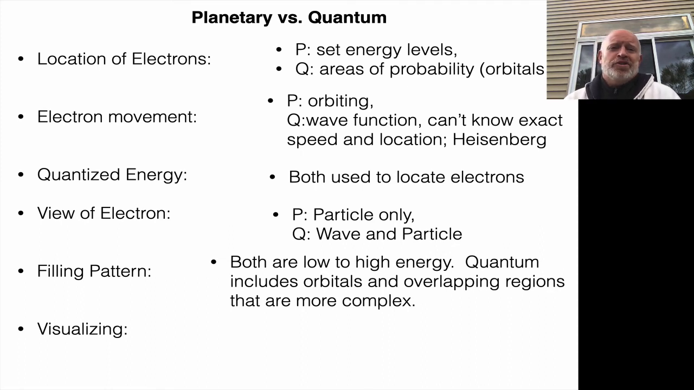Now, filling pattern, okay? Because we really do need to know where the electrons are at, okay? Things that are the same, they both are going to always fill from low to high energy, okay? So you always go lowest energy to highest energy, all right? The difference here is that in the quantum model, we're going to be talking about different orbitals and how much energy they contain. And the quantum model also, we're going to find out, has overlapping regions and it has more complexity to that.